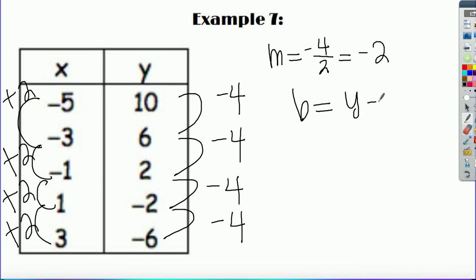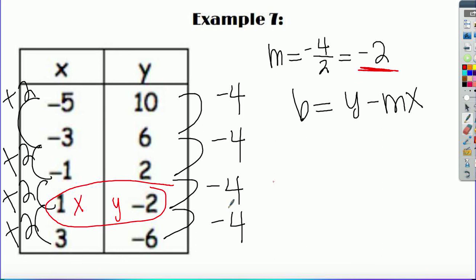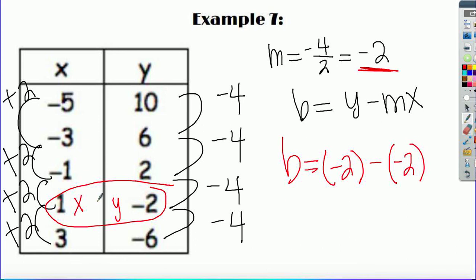Now, I could pick any of these 5 ordered pairs and do this process of finding b using that y minus mx. So I'm going to use any of these points. I like the point 1, negative 2, so I'm going to use that. So I'm saying that x is 1 and y is negative 2, and we already know our m is negative 2. So we've got b equals y is negative 2 minus m also happens to be negative 2 times x is 1.